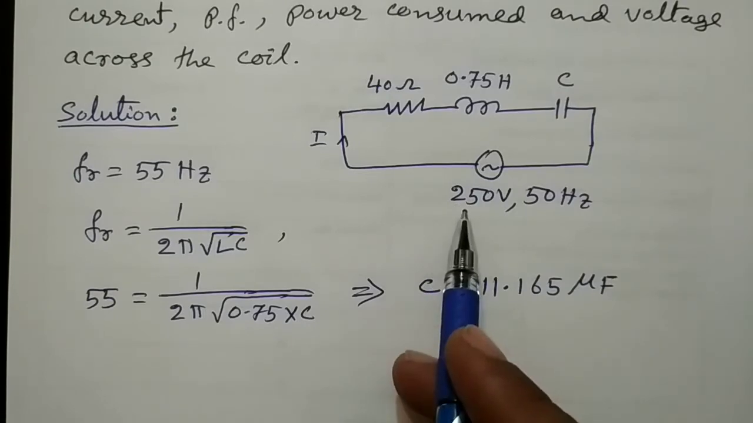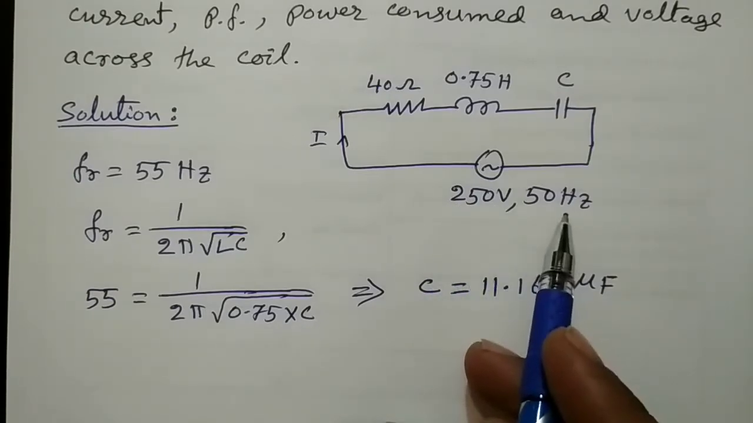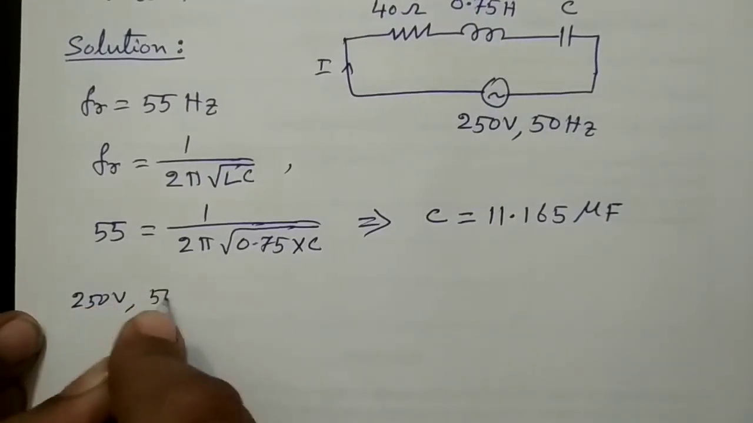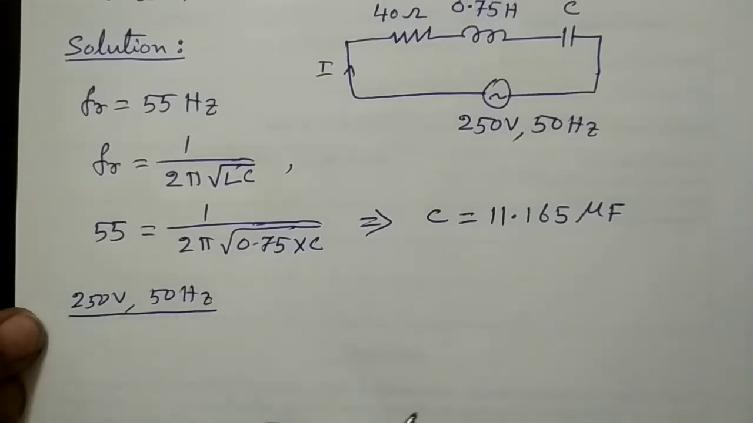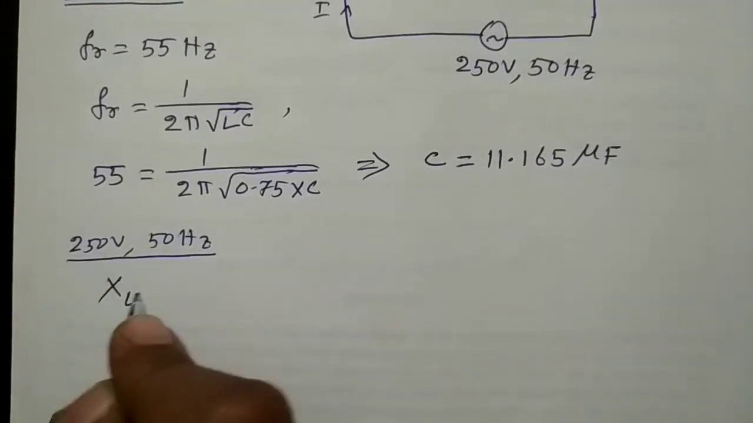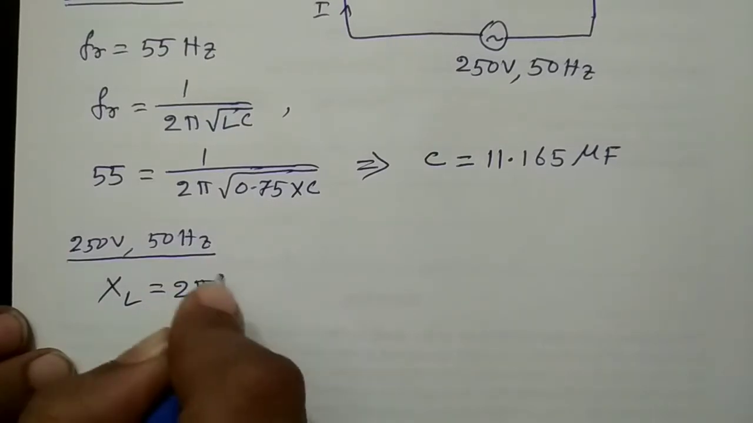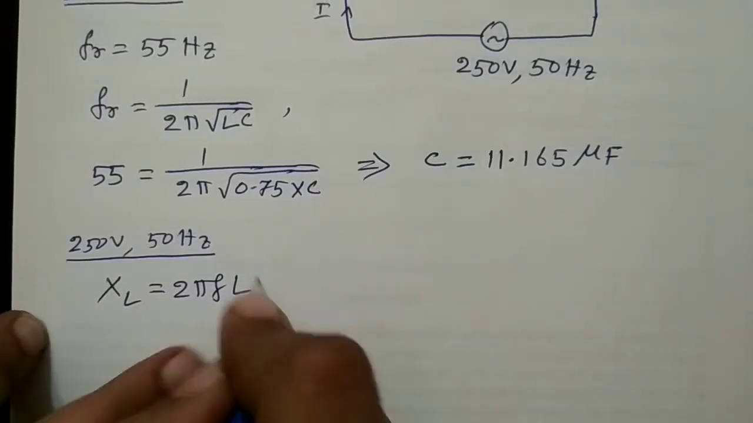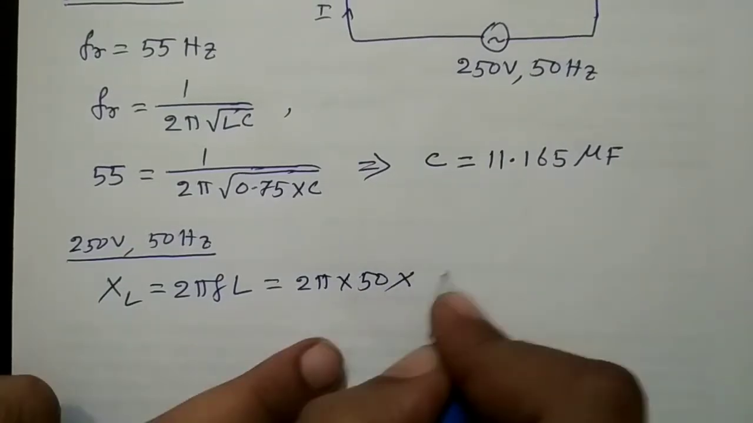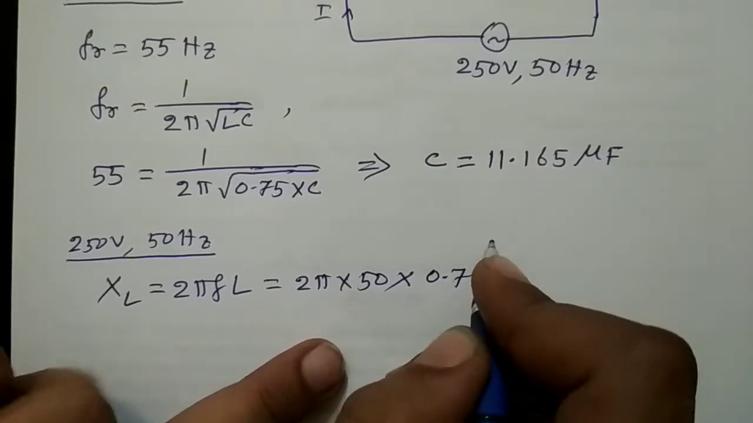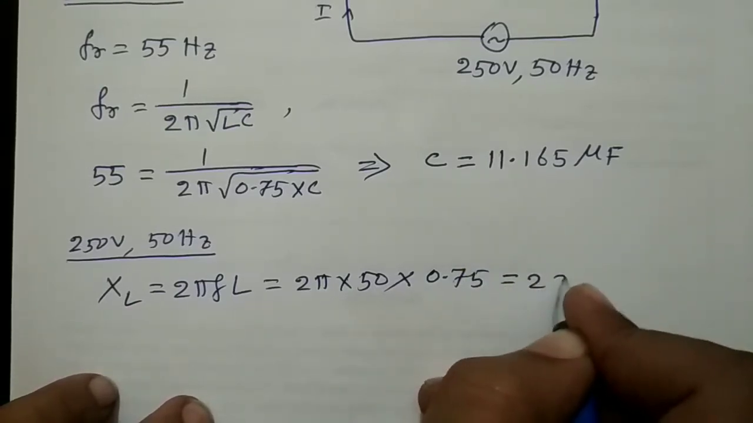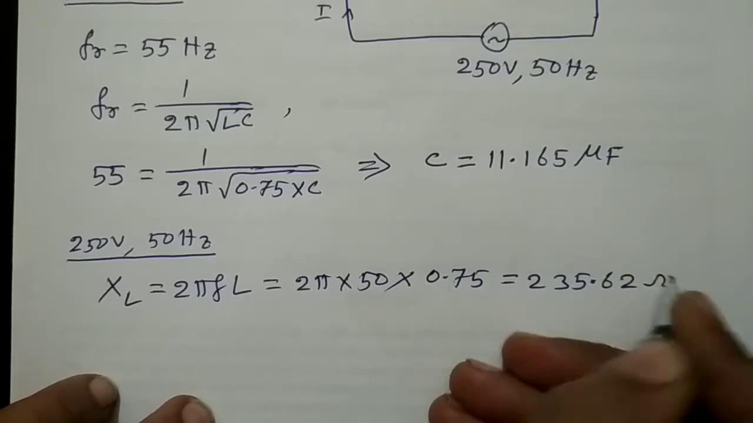But in the circuit, the supply voltage is 250 volt and the supply frequency is 50 Hz. So now at 250 volt 50 Hz supply, we can find the value of XL and XC. As we know that XL is equal to 2 pi FL, and it is 2 pi into 50 into the L is 0.75. So if we simplify this, we'll get the value as 235.62 ohms.